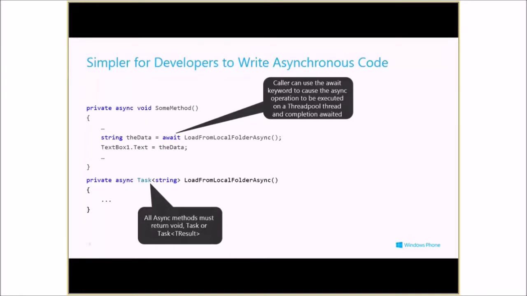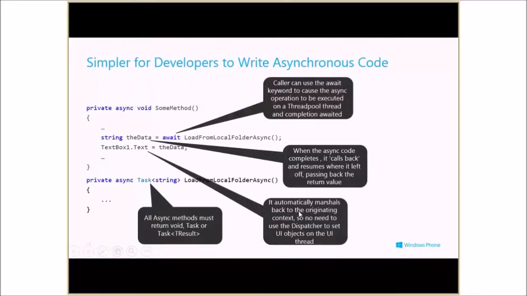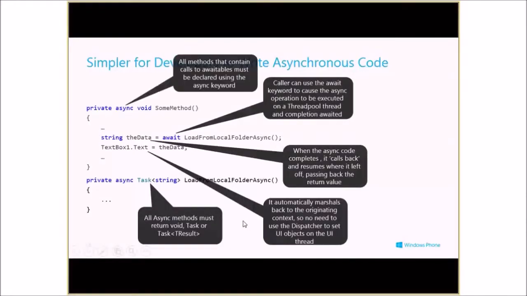So this is a kind of wrap up. The caller can use the await keyword to call the async operation to be executed on a thread pool thread and completion awaited. When the async code is complete, it calls back automatically and resumes where it left off, which is assigning the value to the data, returning the value to the data and then passing that to the text box. So it automatically marshals back to the originating context, so no need to use the dispatcher to set the UI object on the UI thread.